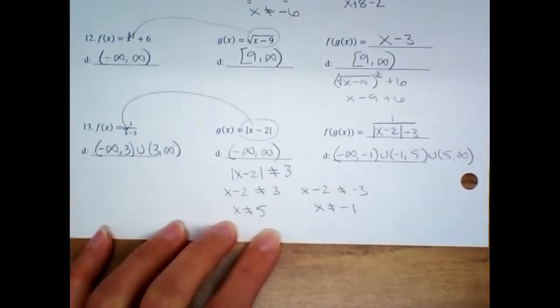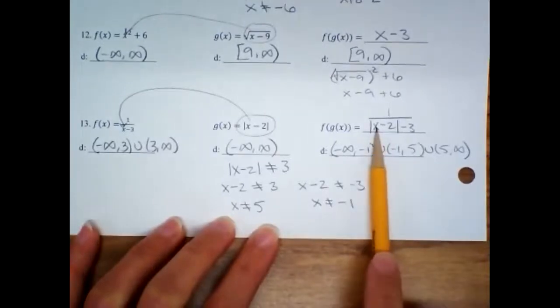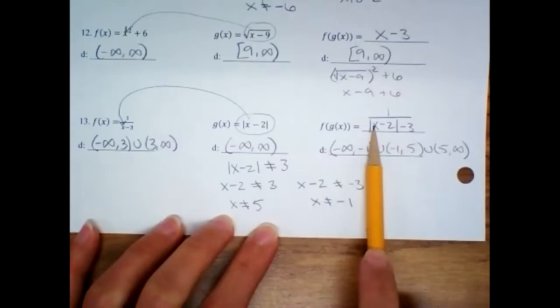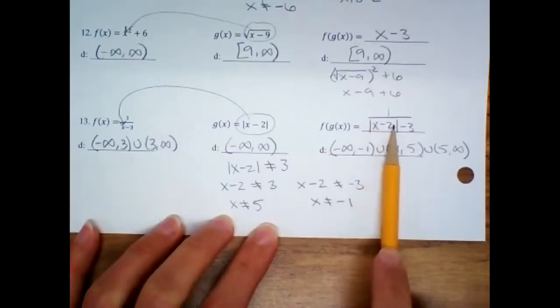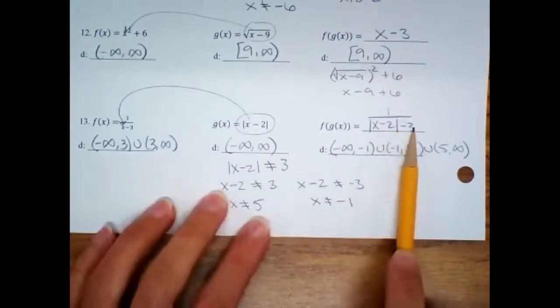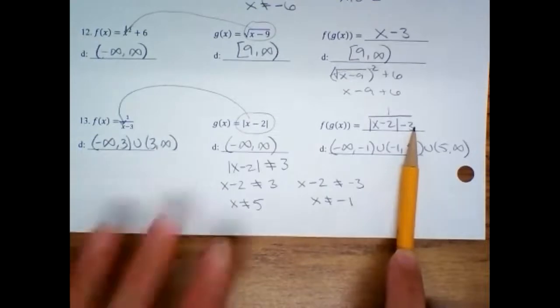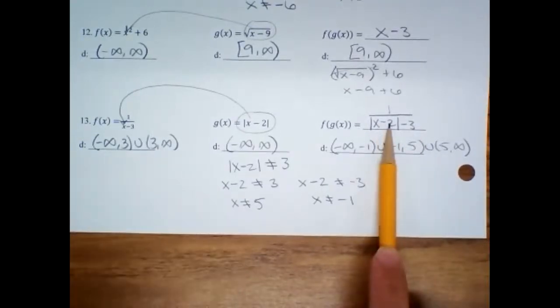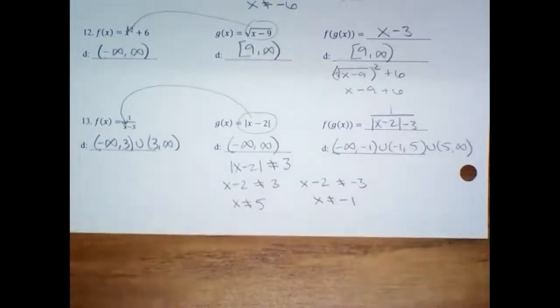And then just humor me for a second. Watch what happens if you plug those in. Just walk through this with me. You try negative one. Negative one minus two, negative three. Absolute value of negative three, three. Three minus three is zero in the denominator. Now try five. Five minus two, three. Absolute value of that, three. Three minus three. That's why those numbers don't work. We all go, no.